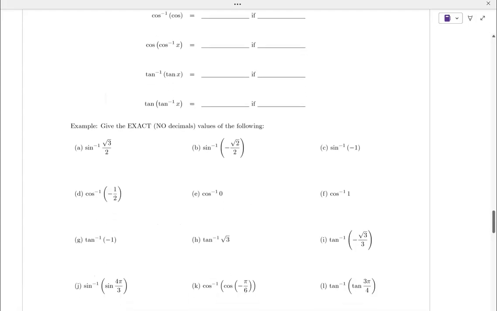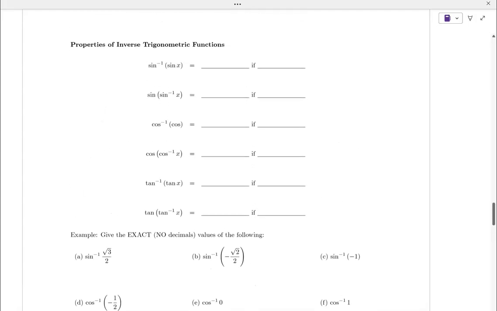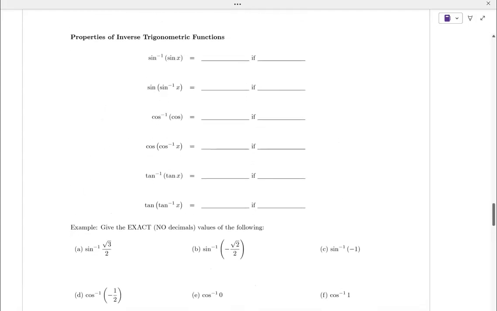We'll probably do some actual numbers next time, but let's talk about these properties, fill those in, and then we'll do examples next time. Properties of inverse functions. Well, the whole point of doing inverses is to undo what the original did. If I multiply by 3 and then divide by 3, I get back to where I started. If I square and then take the square root, I should get back to where I started.